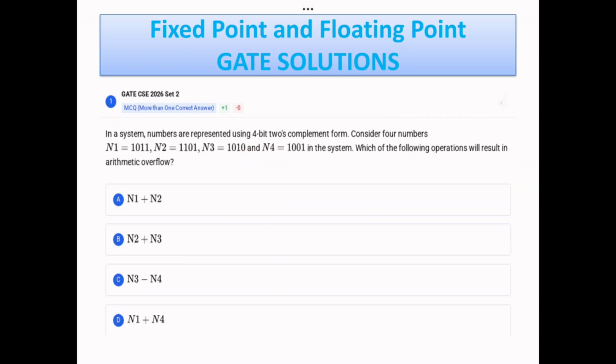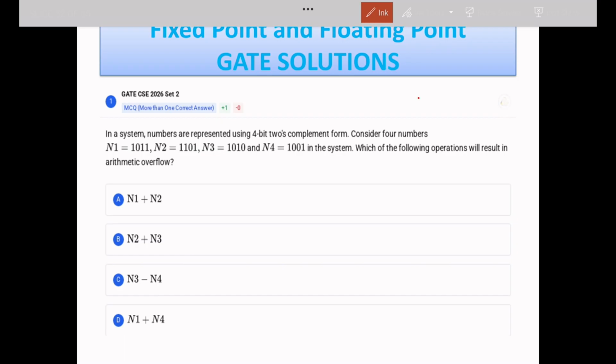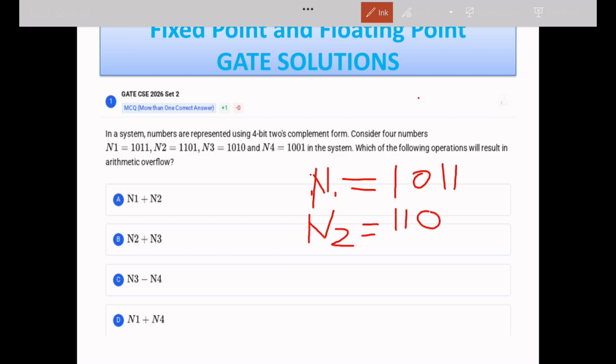I will solve some important questions. This question I will solve because multiple times he is asking about overflow. Actually, what is the meaning of overflow? We will discuss. He has given the first value n1 is equal to 1011, and the second, n2 is equal to 1101.